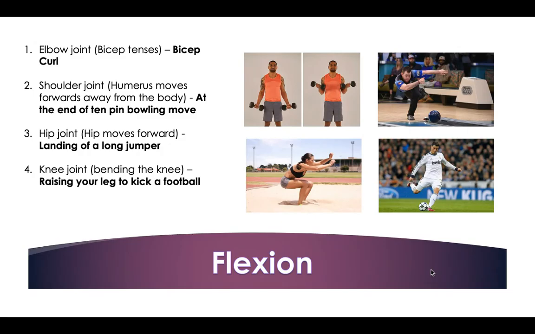Okay, so let's link this to sport. So where will we see flexion? Have a look at these pictures. We've got a bicep curl. His arm is flexing up at the elbow joint. We've also got the end of a 10-pin bowling move, landing of a long jumper, and bending the knee, raising your leg to kick a football.